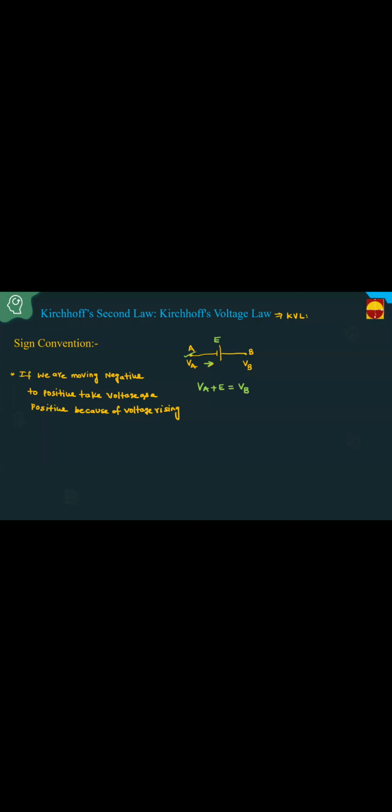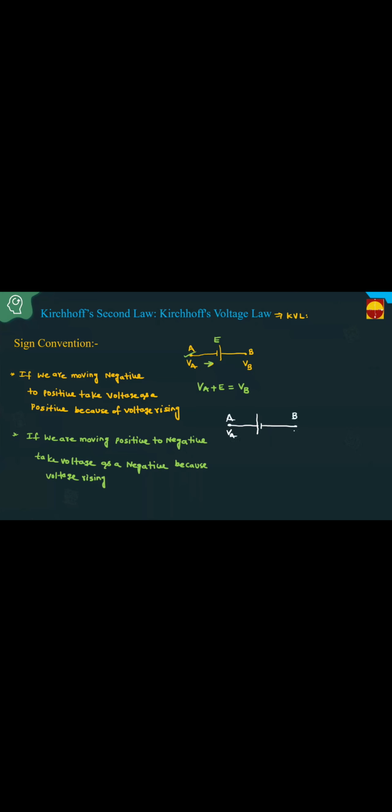If you are moving positive to negative, take the voltage as negative, students, because of the voltage rising. That is, if it is given like this, this is the source, this is A, this is B.